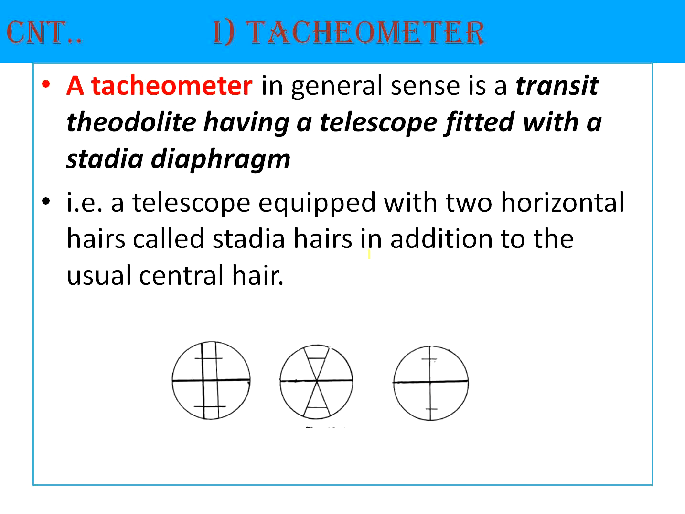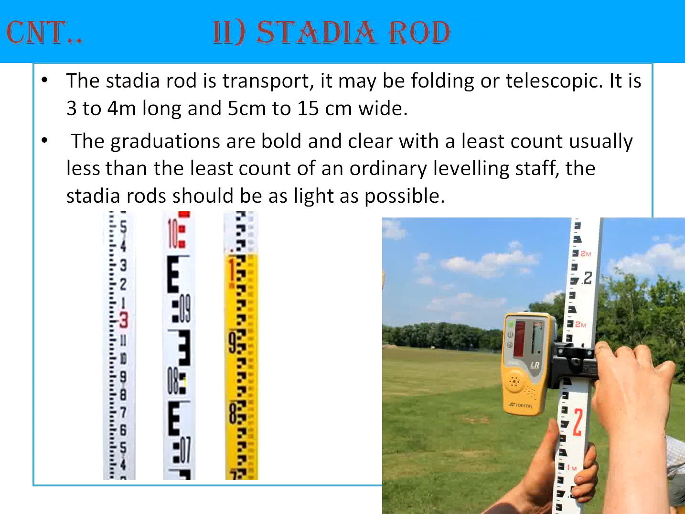You can see what a stadia diaphragm looks like. In these figures, you can see there are some stadia hairs provided in addition to the central crosshair. Such an arrangement will be there for a tachyometer. Different types of stadia diaphragms are shown in this figure.